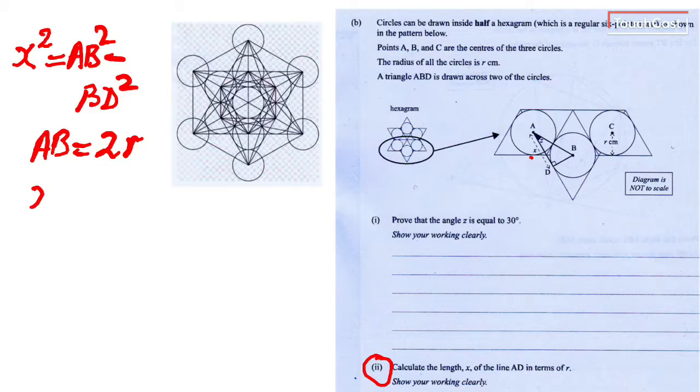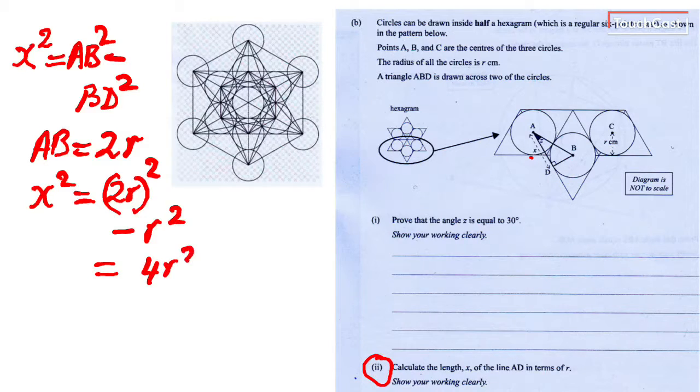So what we can write, x squared equals 2r to the power 2. Make sure you power the whole thing, minus BD squared, is once again r squared. That gives you 4r squared minus r squared, which equates to 3r squared.